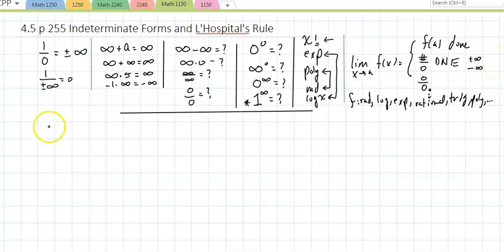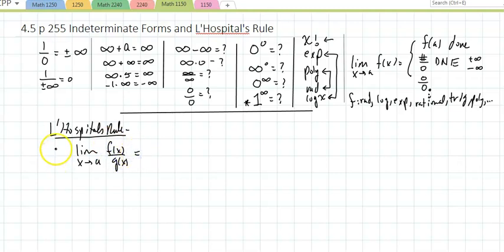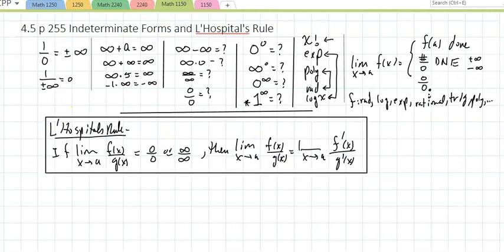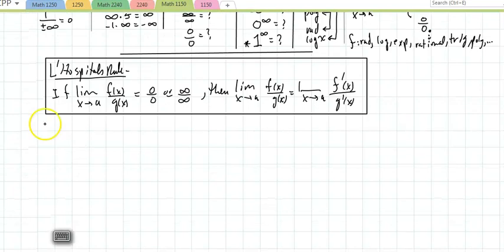And L'Hopital's rule, this is what it says. It says if f and g are differentiable at a, and I take the limit as x approaches a of f of x divided by g of x. If that equals 0 over 0, or I'm adding infinity over infinity, plus or minus makes no difference, then the limit as x approaches a of f of x over g of x will equal the limit as x approaches a of f prime of x divided by g prime of x. And that's L'Hopital's rule. It's basically just that rule right there. We're going to manipulate using algebra to get this form so that we could apply L'Hopital's rule.